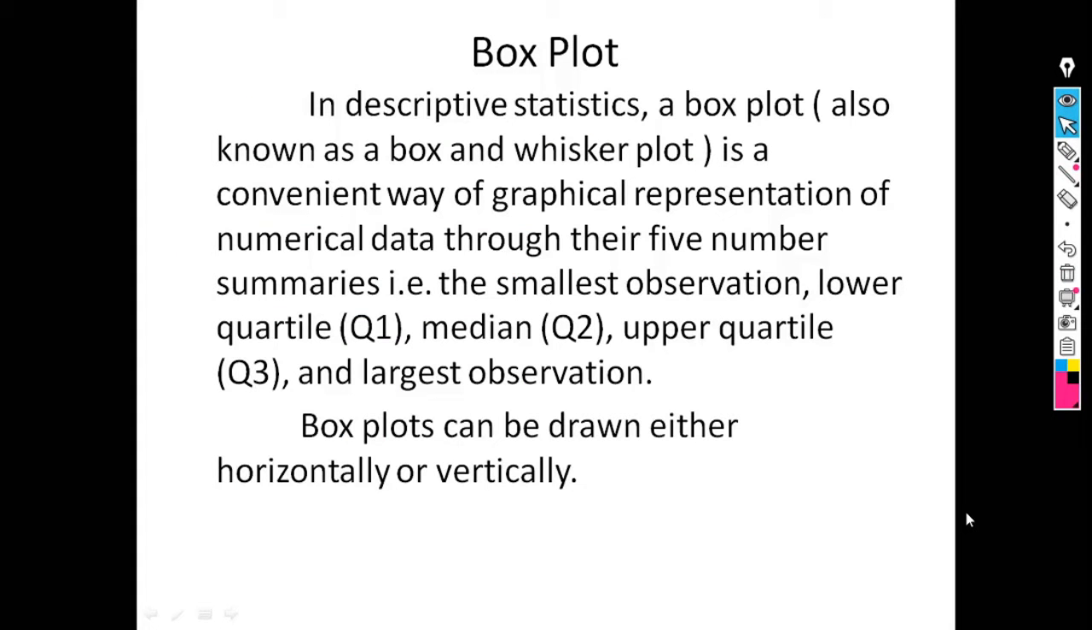Our next topic is box plot, and it is also known as whisker plot. It was introduced by American statistician John Tukey in 1977. In descriptive statistics, it is a convenient way of graphical representation of numerical data through 5-number summaries. 5-number summary means the smallest observation, lower quartile Q1, median Q2, upper quartile Q3 and the largest observation.